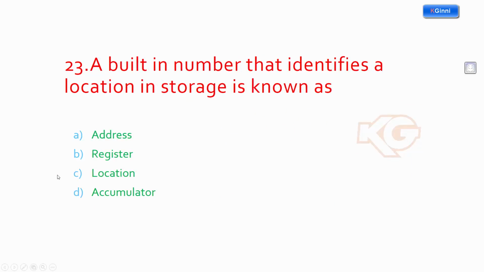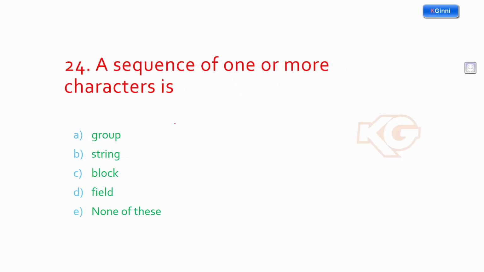A built-in number that identifies a location in storage is known as dash. So what do we call it? It is called the address. So you need to choose address, which is the built-in number that identifies the location. A sequence of one or more characters is called dash. So it's a string. You need to choose string when you see one or more characters. These things are heavily used in your operating systems and programming languages.